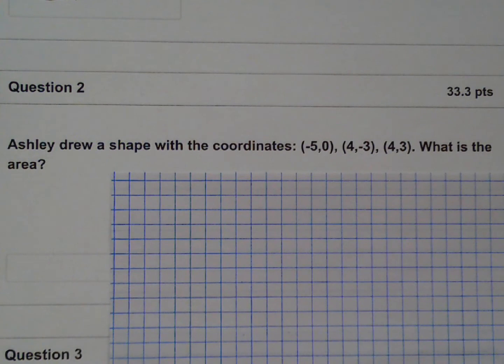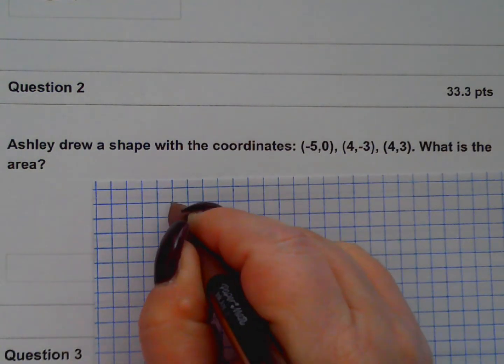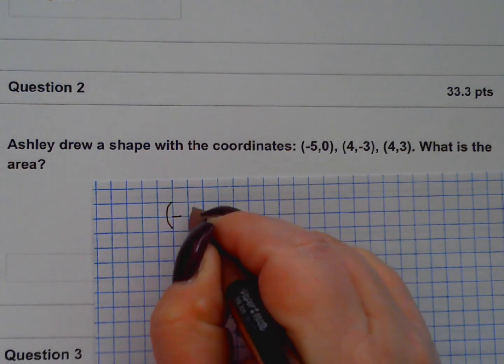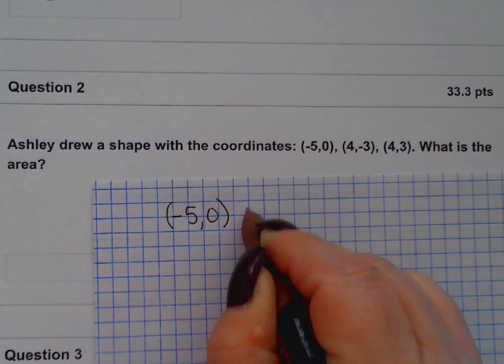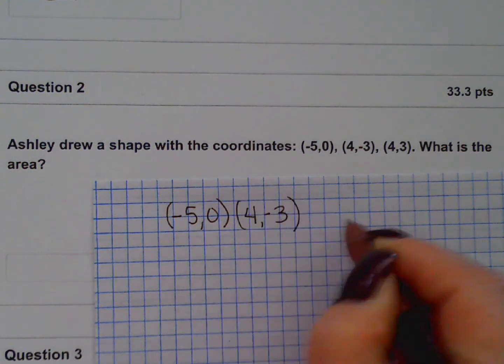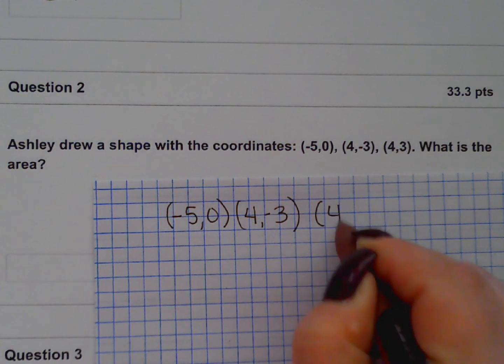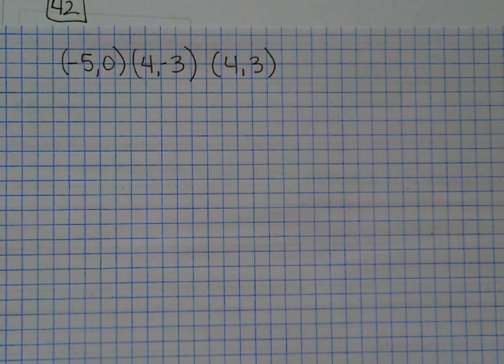So just so I have a little bit of working room, I'm going to go ahead and write my coordinates down. I have -5, 0. I have 4, -3. And I have 4, 3. That way I can just put my paper here. Now when I see 3 coordinates and I'm told it's a shape, I am going to have to automatically assume it must be a triangle.